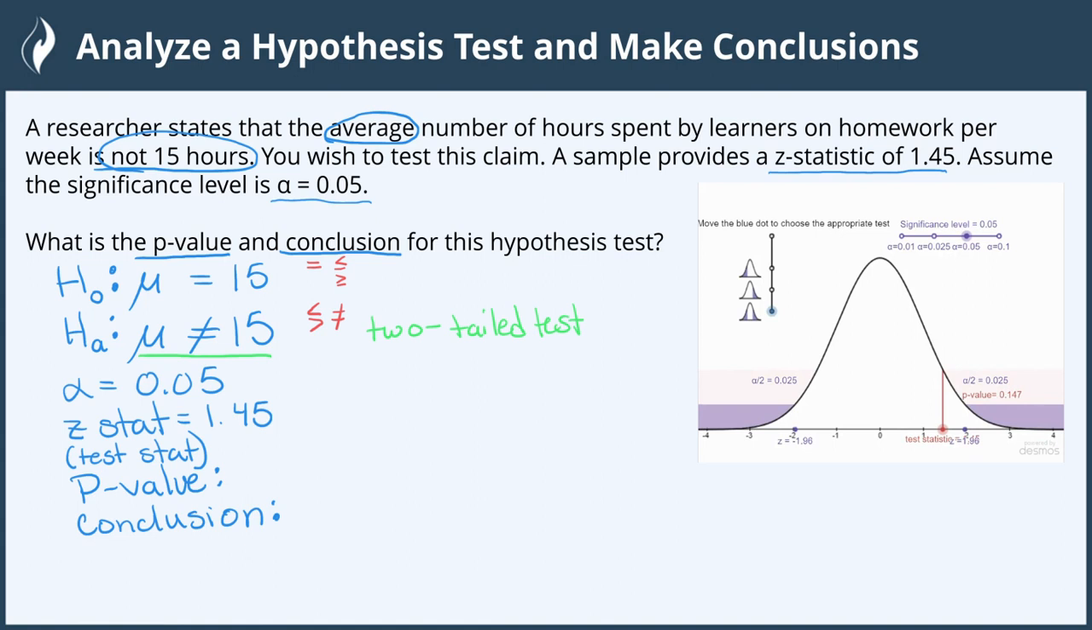So we have two ways that we can make our conclusion. First of all, we have the p-value, which we were asked, 0.147. And we can compare this p-value with alpha. 0.147 is our p-value, and it is greater than our alpha, 0.05. So p is greater than alpha, and we know that if p is greater than alpha, we fail to reject the null hypothesis.